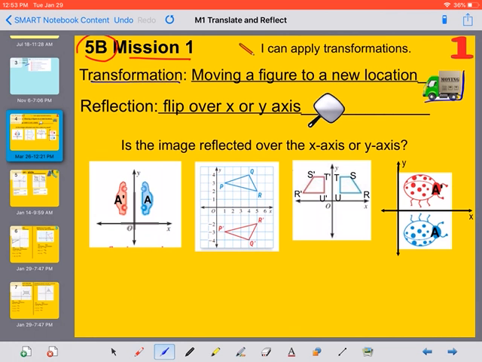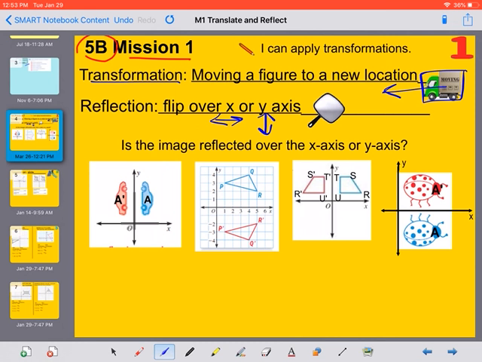So if you're going to move houses, you're taking all your stuff that's in your house and going to a new location. You could be moving north, south, east, west, any direction. Same thing on a coordinate plane. A reflection, on the other hand, is like looking in a mirror. It's a flip over the x-axis or over the y-axis.